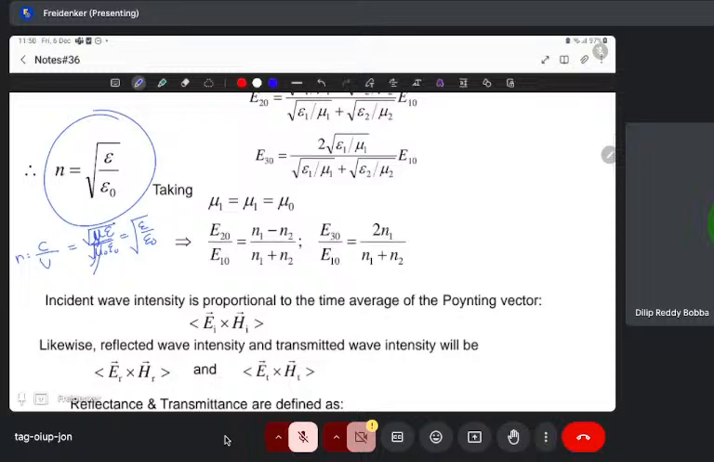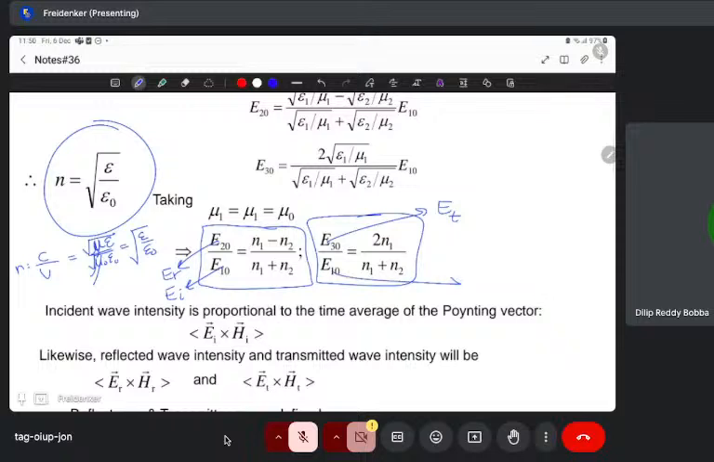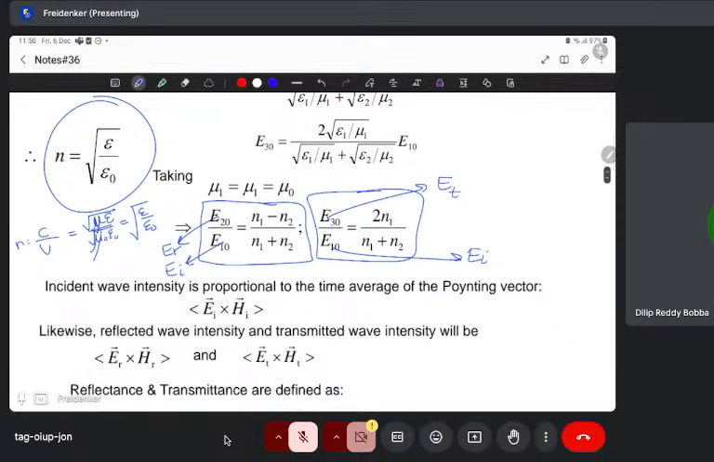So what you're supposed to remember in this is this one and this one. So this is the electric field of the reflected wave, electric field of the incident wave, electric field of the transmitted wave. So you have the ratio of amplitudes of electric fields, reflected to incident and transmitted to incident. You have to remember this.